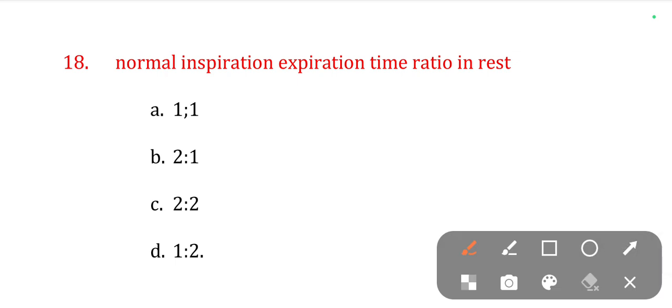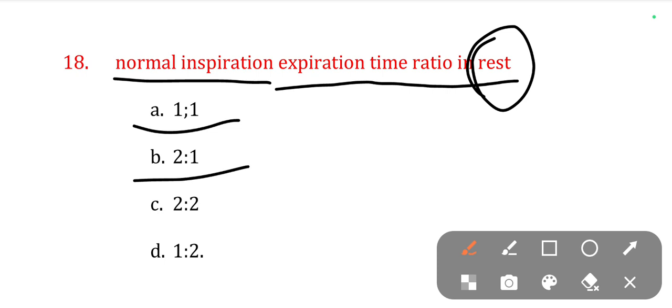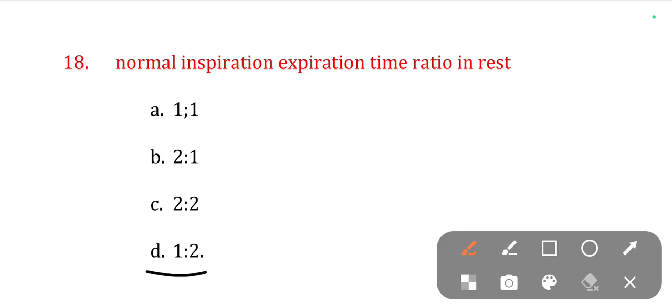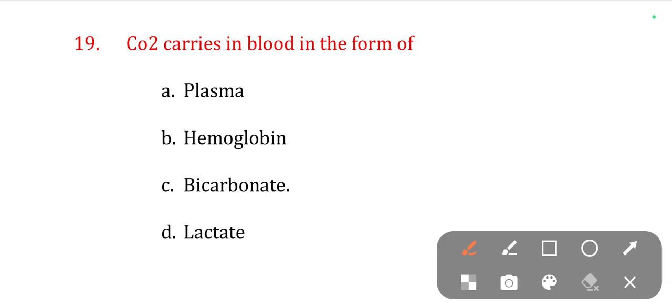The next one is normal inspiration expiration time ratio at rest. So during rest, what is the normal inspiration and expiration ratio? Options are 1 is to 1, option B 2 is to 1, option C 2 is to 2, option D 1 is to 2. The right one is option D. 1 is to 2 is the normal inspiration and expiration time ratio at rest.